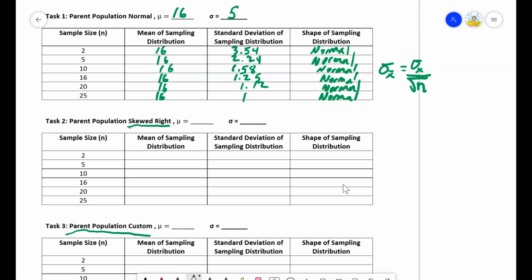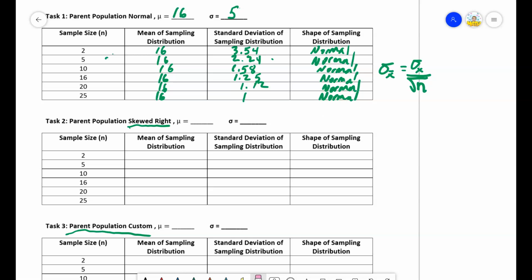And you can test it. You can see it's 3.54. It's 5 divided by root 2. This is 5 divided by root 5. Okay, and you can really see it here in this last one because the population standard deviation was 5, and what's 5 divided by the square root of 25? It would be indeed 1. So it came out pretty close to following that rule. In fact, exactly following that rule.